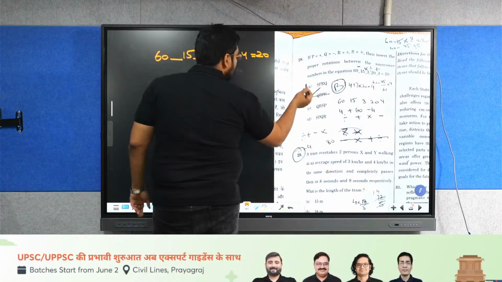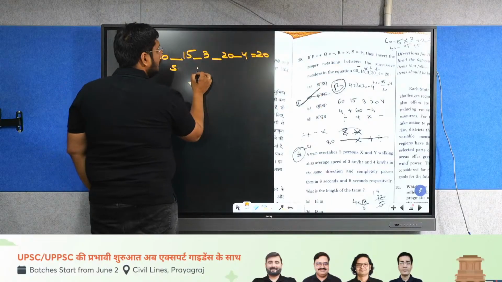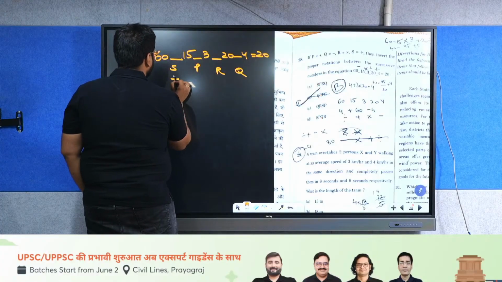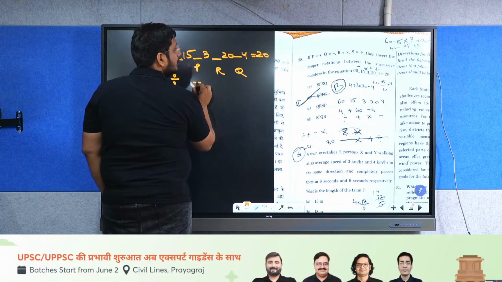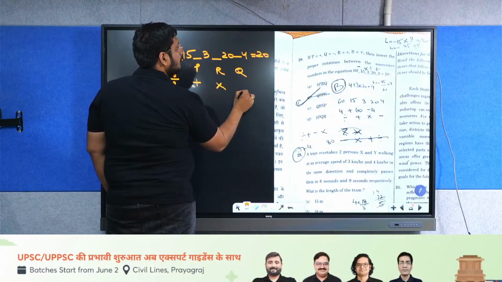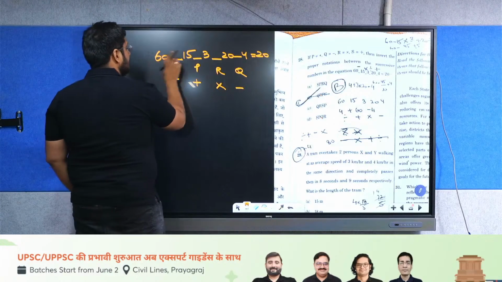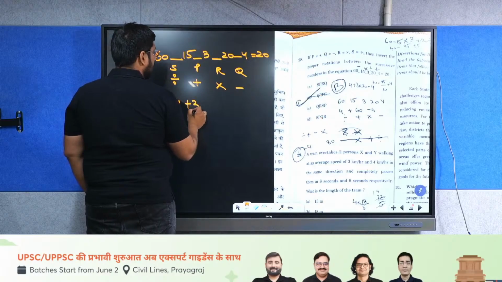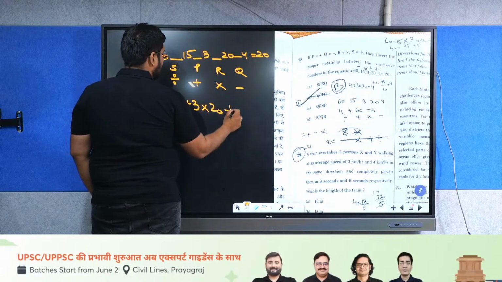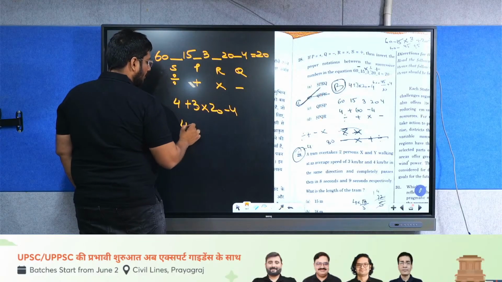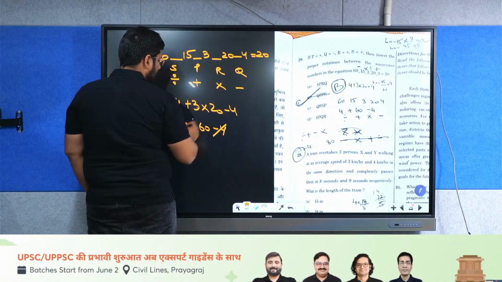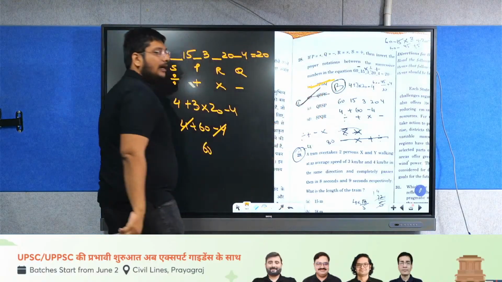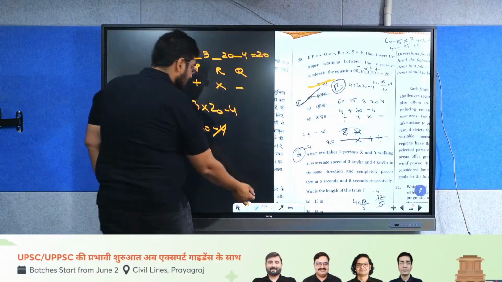So let me put option A first: SPRQ. S means divide, P means plus, R means multiply, Q means minus. So first BODMAS: 60 divided by 15 is 4. 4 plus 3 multiplied by 20 minus 4. Now multiplication: 4 plus 60 minus 4. Plus 4 minus 4 cancelled, 60. But it should come as 20. That means this is wrong. Otherwise, I would have got 20. Next option.